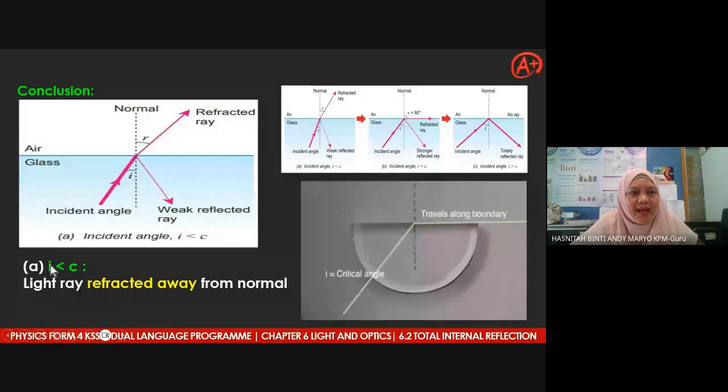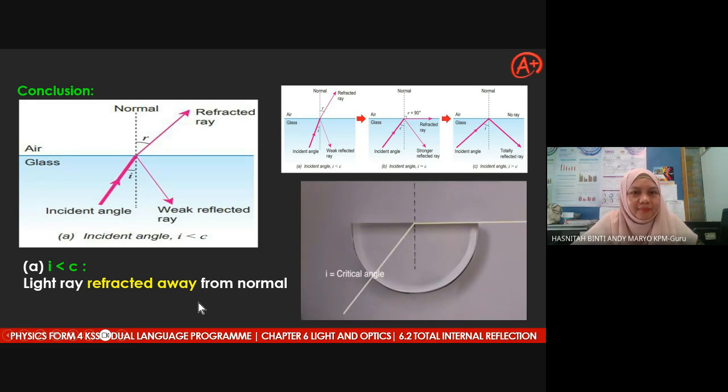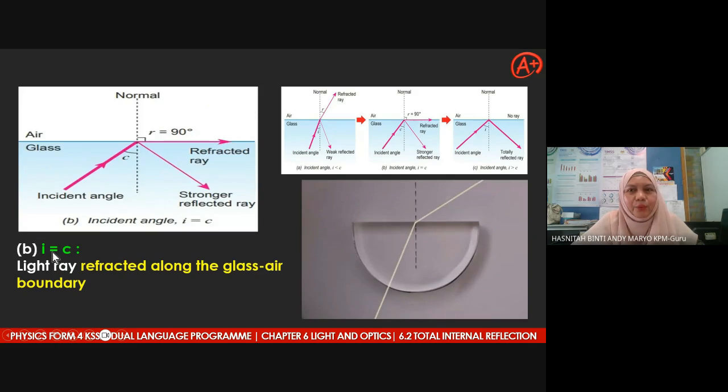First, what happened when I is less than C? When I is less than the critical angle, the light ray will be refracted away from the normal, as you can see from this diagram and also the GIF here. Next, what happened when I equals C? The light ray will be refracted along the glass-air boundary, where the angle of refraction is 90 degrees, as shown in B.